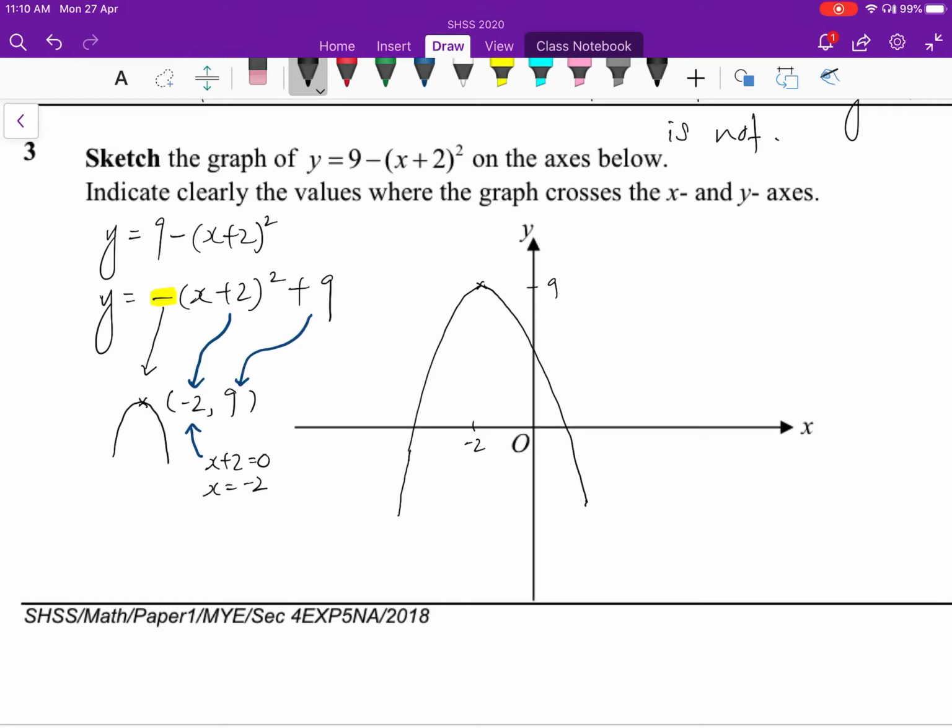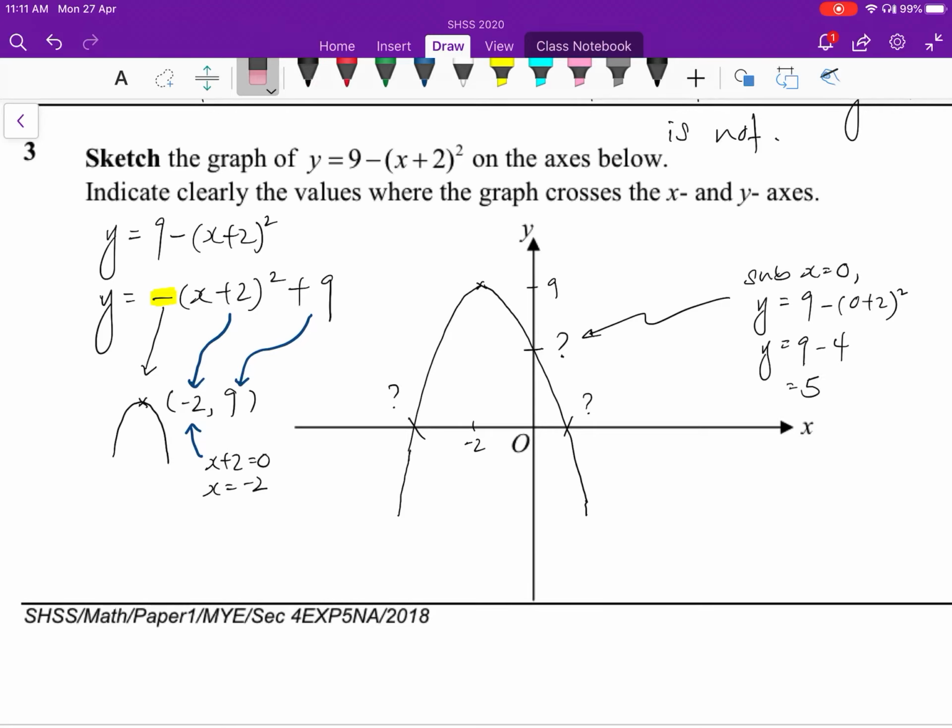Okay, and my graph is not done because there are a few points that I need to find: the y-intercept, this point, and the two x-intercepts. Now, to find my y-intercept, I need to substitute x equals 0. So y equals 9 minus (0 plus 2) squared. y equals 9 minus 4, which is 5. So I know this point is 5.